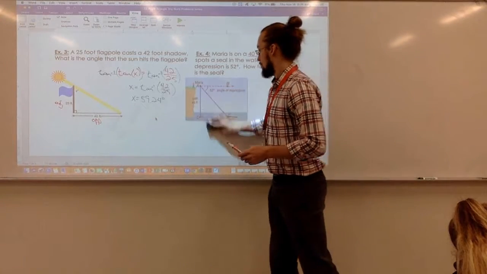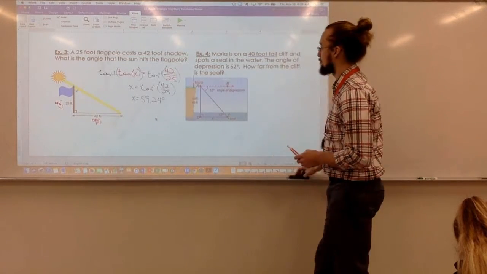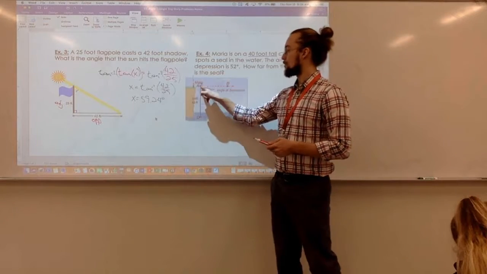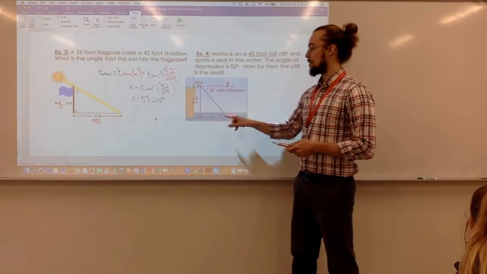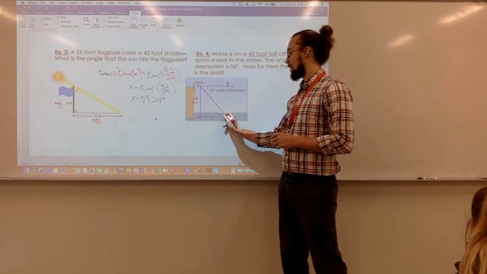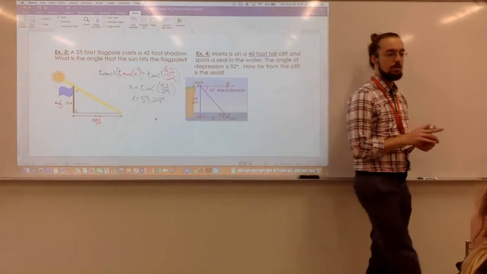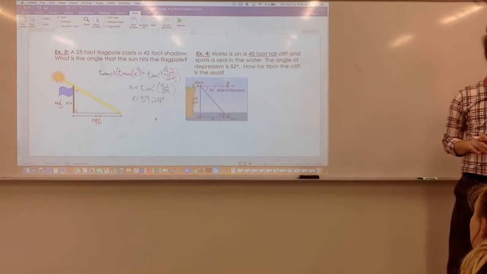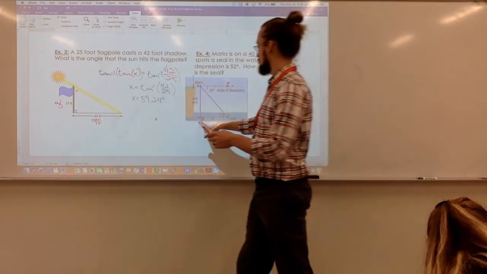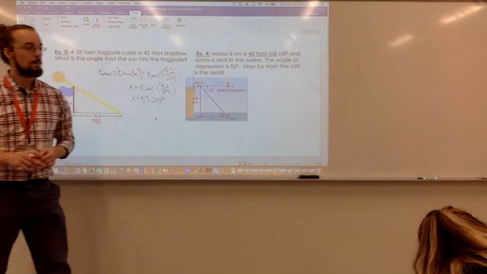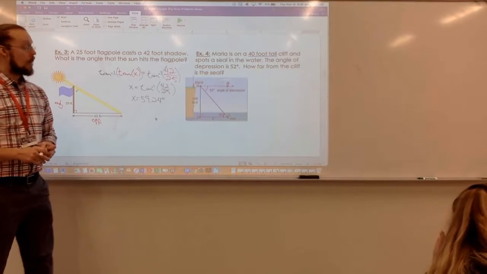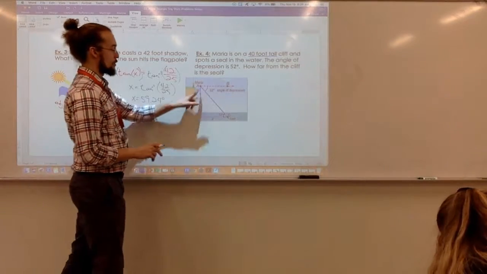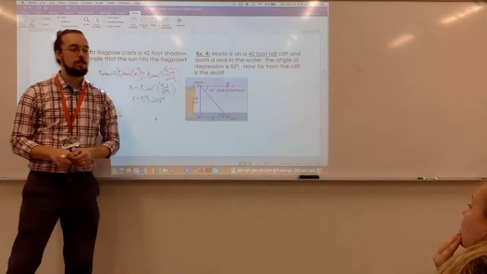So then to actually do this problem, we've got everything labeled. We've got the 40-foot cliff, the distance from the seal to the cliff, and our 52 degree angle. So what would I do to actually find that distance? Yeah, we're trying to find this distance here. Can you just use Pythagorean theorem? Or no, never mind. Yeah, because we don't know this side either. Right. Dang it.